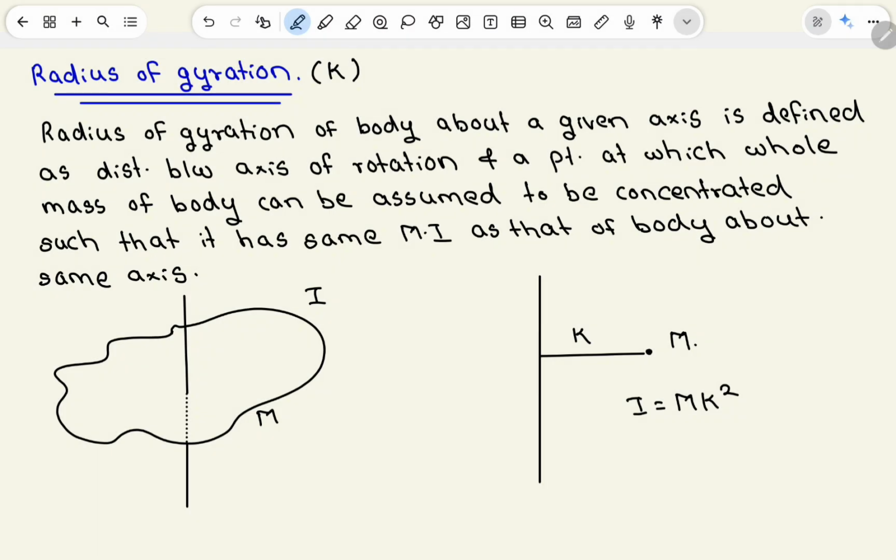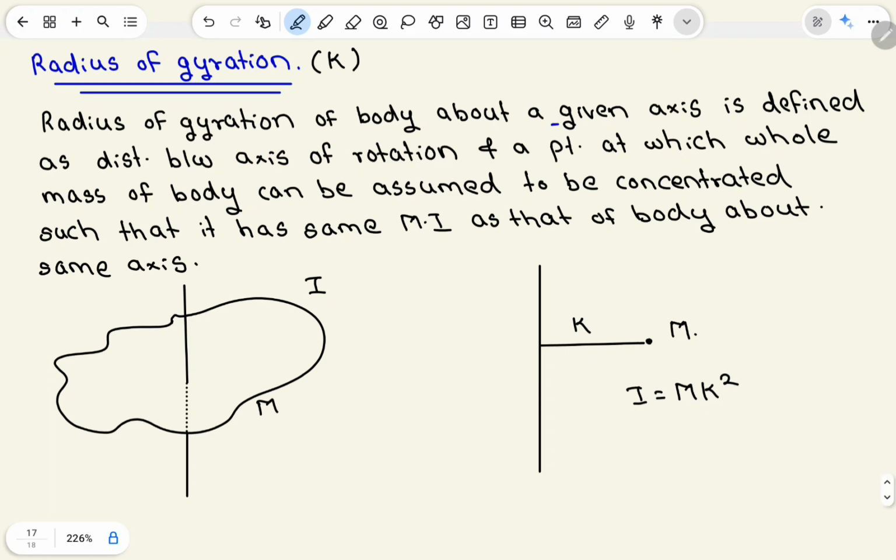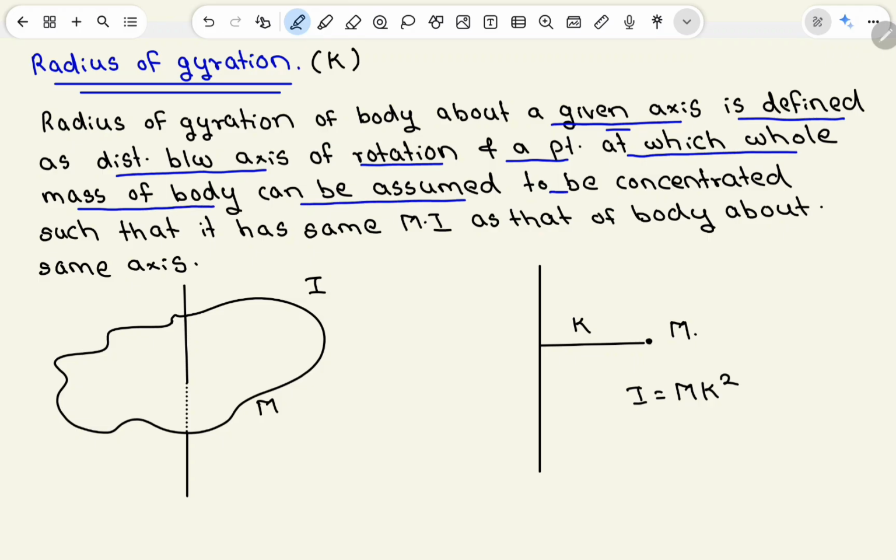Okay. After studying moment of inertia, we need to define radius of gyration. So let's first read the definition. Radius of gyration of a body about a given axis is defined as the distance between the axis of rotation and a point at which whole mass of the body can be assumed to be concentrated such that it has same moment of inertia as that of the body about the same axis. Now this is the definition, but let's not understand it in a rudimentary manner by learning the definition.